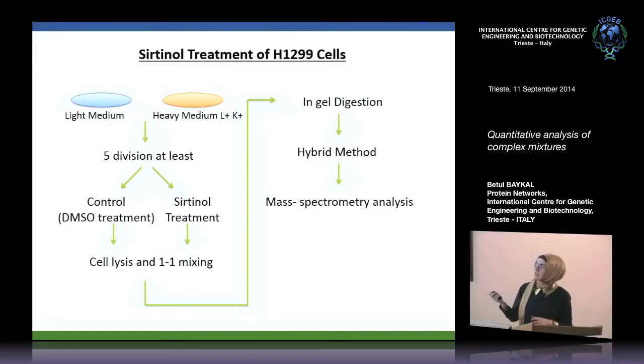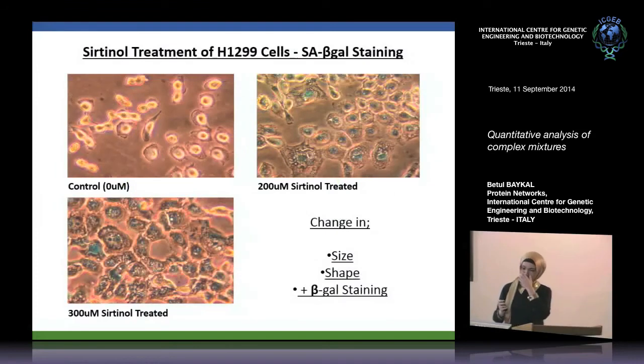And I waited at least 5 divisions, which is like 1 week. And then I did the serotinol treatment. So this is how it was like. This is the control, and I used 200 micromolar serotinol and 300 micromolar serotinol. I only treated the cells for 24 hours.